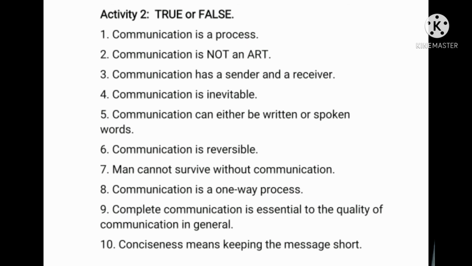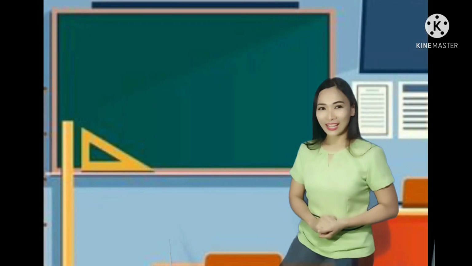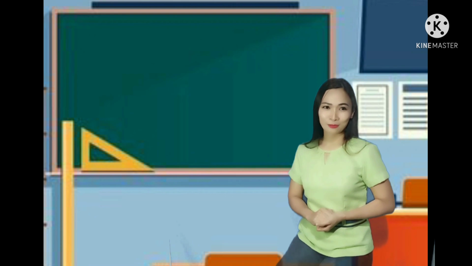Number 7. Man cannot survive without communication. And in number 8, communication is a one-way process. Number 9, complete communication is essential to the quality of communication in general. And the last, number 10, conciseness means keeping the message short. Okay, let's check your answers.